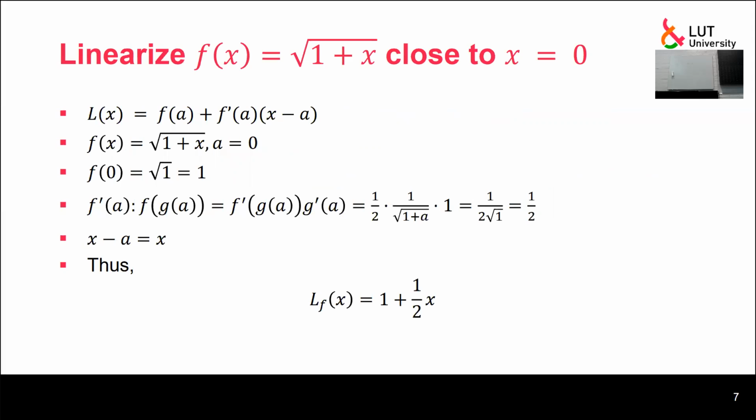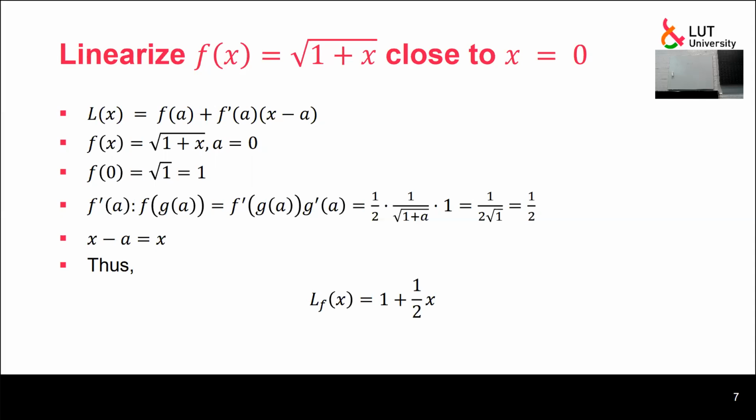Okay, so let's do this step by step. I always try to show your work. So we're going to linearize this square root of 1 plus x near x equals 0. And then the linearization was function value at 0, which is 1, plus the slope at 0, and then the difference.